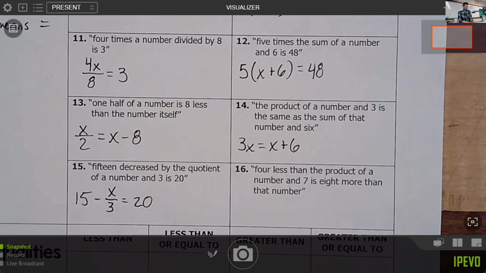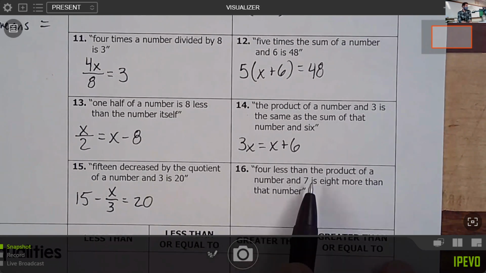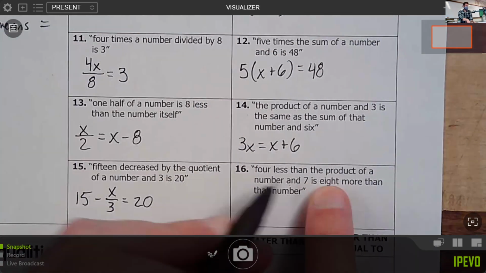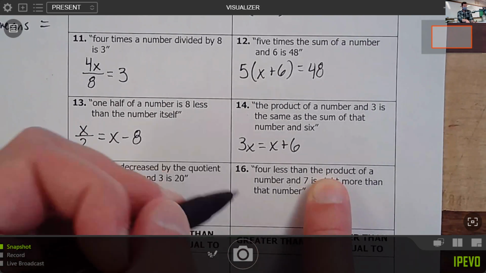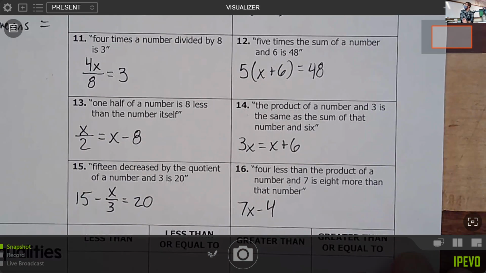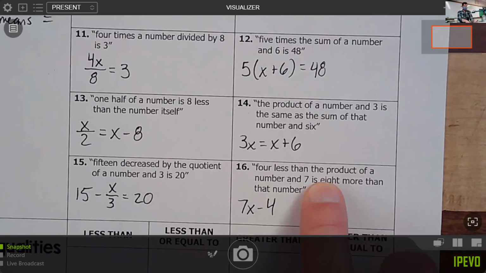All right, 16, this is our last equation one, then we're going to move on to some inequalities. So 16 says 4 less than. Right away we see less than. Less than is a turnaround phrase. So what is it less than? It's less than the product of a number and 7. What does the product of a number and 7 look like? X times 7 or 7x, exactly. So this first part, all the way up to the is, is a turnaround phrase. 4 less than 7x, so 7x minus 4. Up to the is, we've written that. Now is means equals.